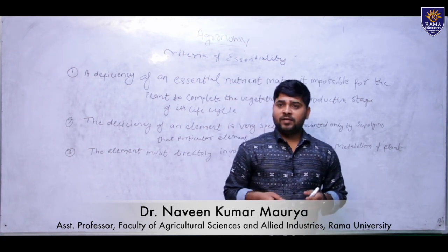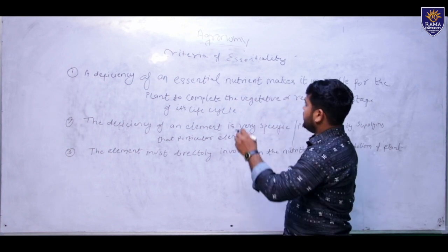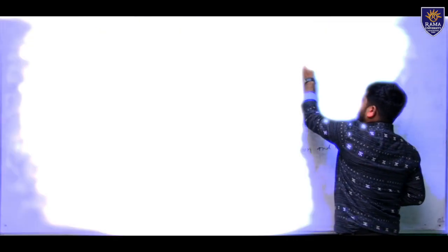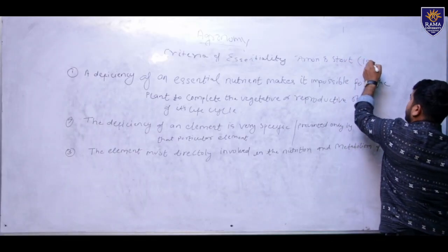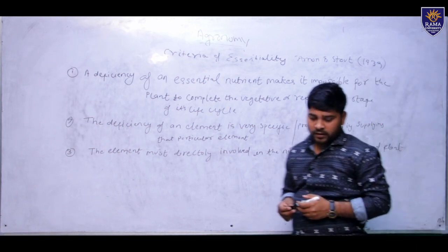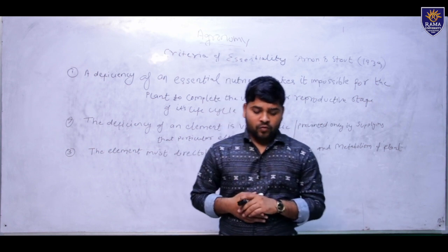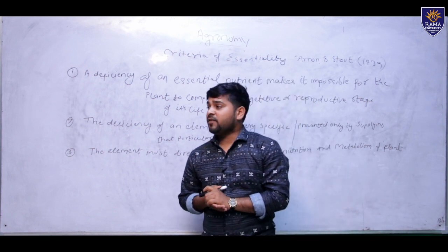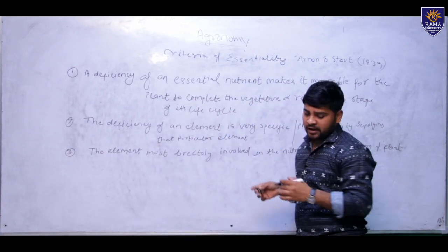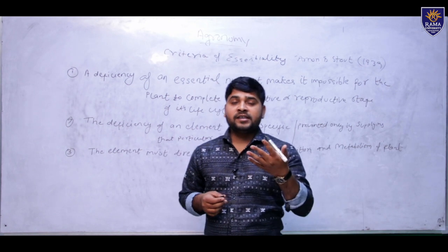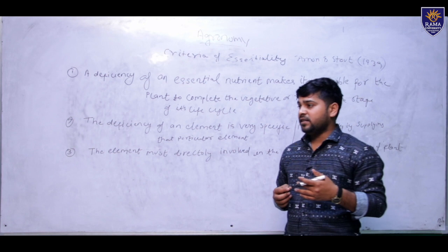Today we will discuss the criteria of essentiality. The criteria of essentiality was given by Arnon and Stout in 1939. This concept says that only 17 elements are essential for plant nutrition. For an element to be regarded as essential, it must satisfy the following criteria.